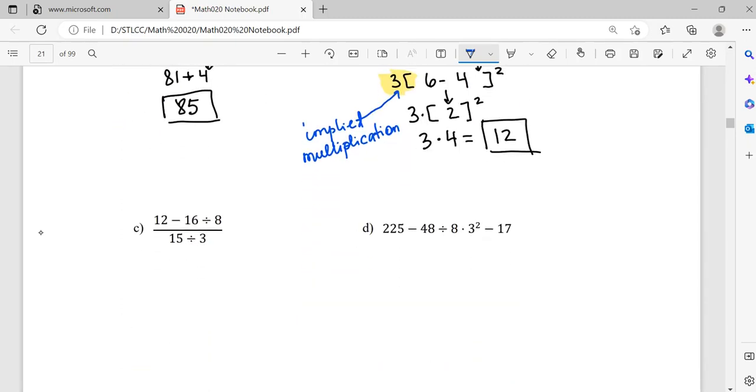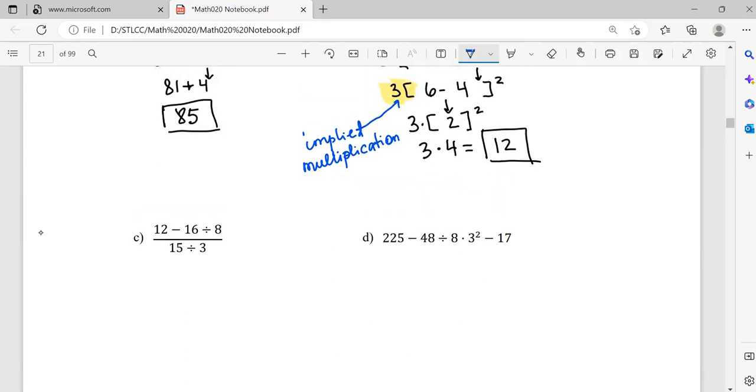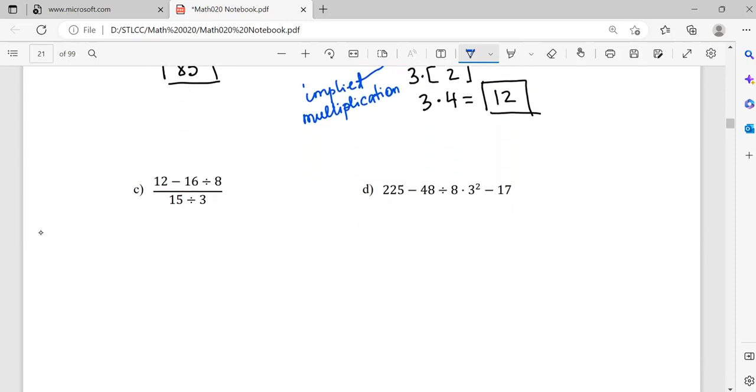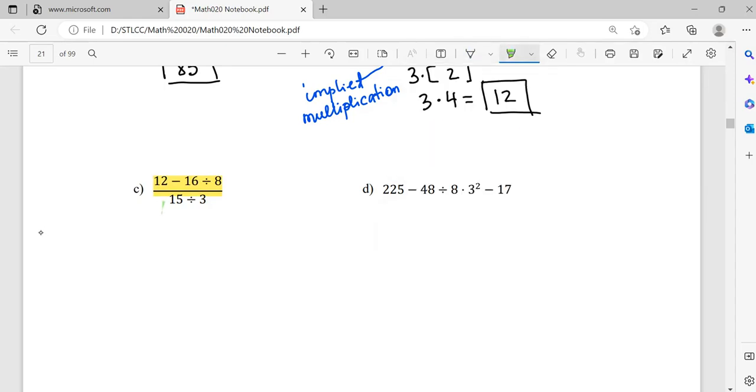Okay, so next problem, part C. Here we have a couple of things going. We have the numerator and we have a denominator. So we will do them one after another. The first thing I'm going to do is the top, which is the numerator, and then I'm going to do the bottom, which is the denominator. Okay, so let's go ahead and do that.